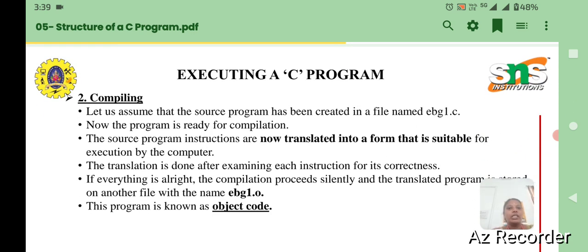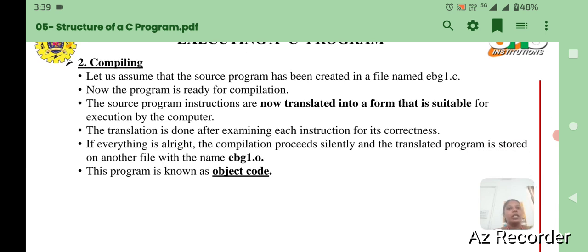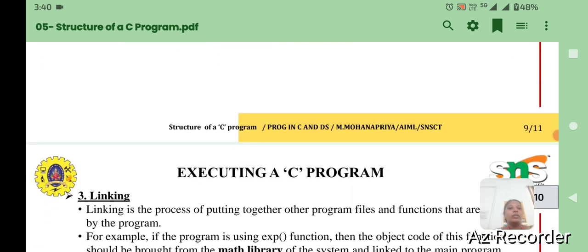In the compiling step, we assume the source program has been created with a file name ending in .c. The source instructions are translated into a form suitable for execution by the computer. The translation is done after examining each instruction for its correctness. If everything is alright, the compilation proceeds silently and the translated program is stored in another file. This program is known as object code.